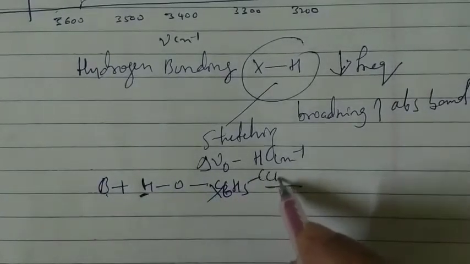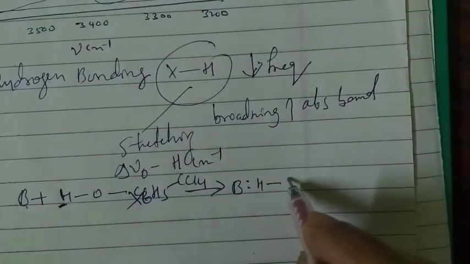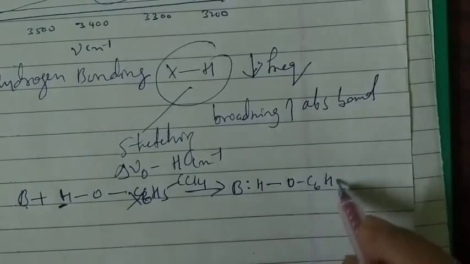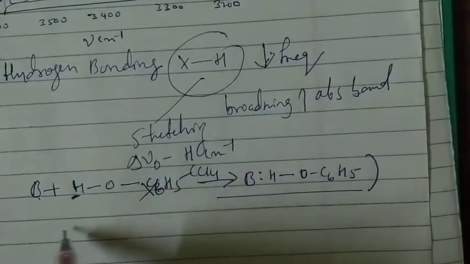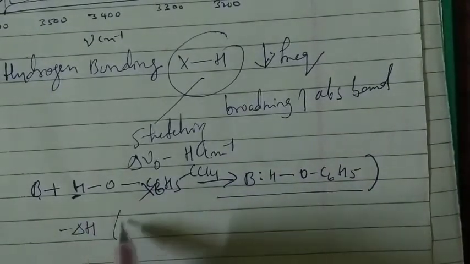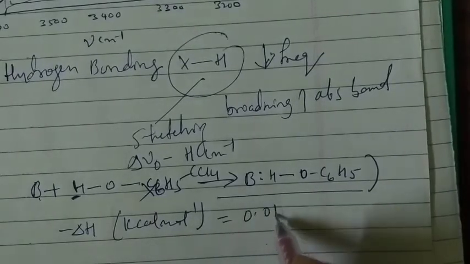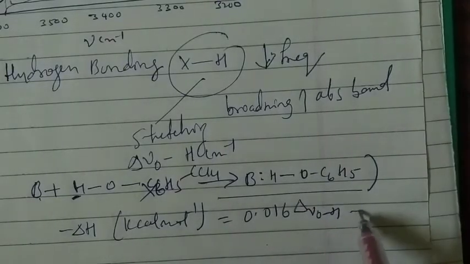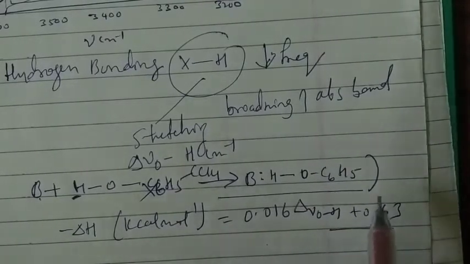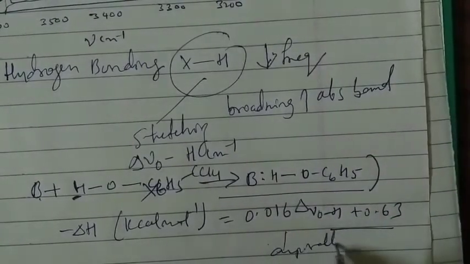In CCl4, if we do this, what will happen? You are going to get the adduct, B---H---O---C6H5, and a linear equation is obtained: minus delta H in kilocalories per mole equals 0.016 delta nu naught minus H plus 0.63. This is an empirical formula; empirically it was found.